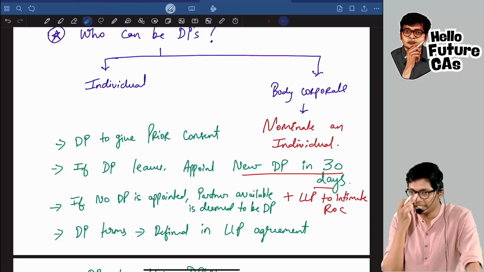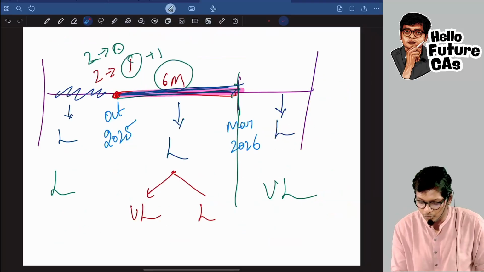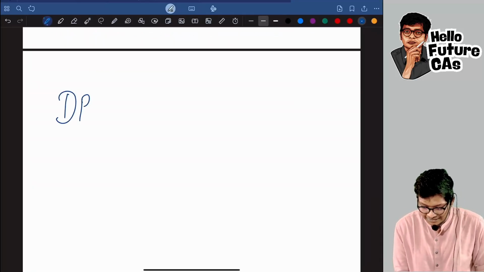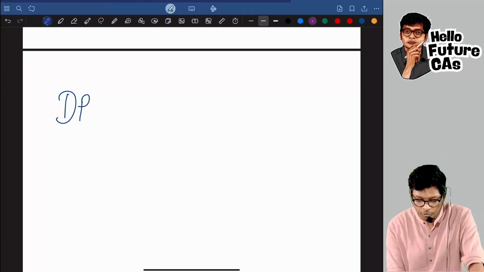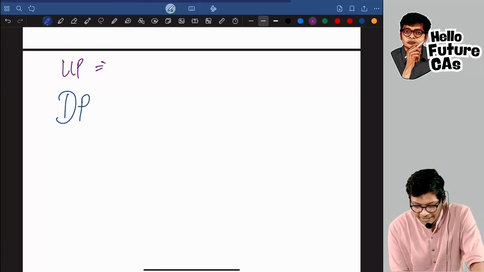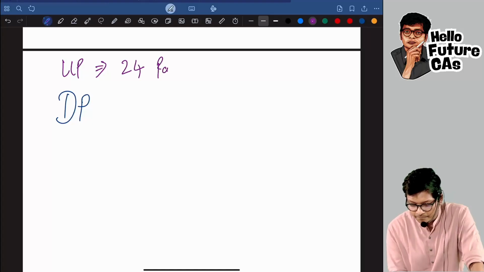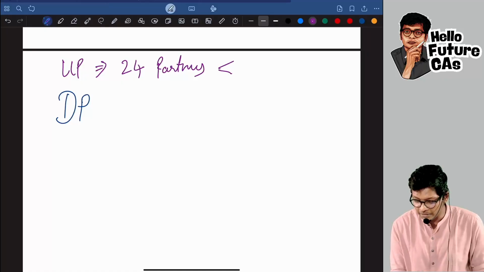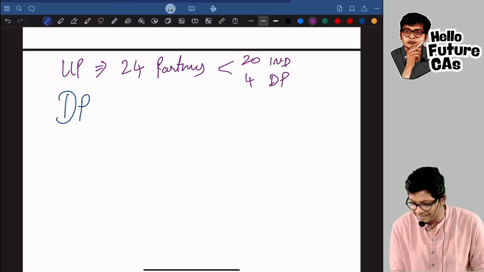Are you following, guys? Follow very carefully, guys. If I have designated partners, look at this combination. An LLP has 24 partners. For example, in these 24 partners, 20 are individuals, 4 are designated partners.